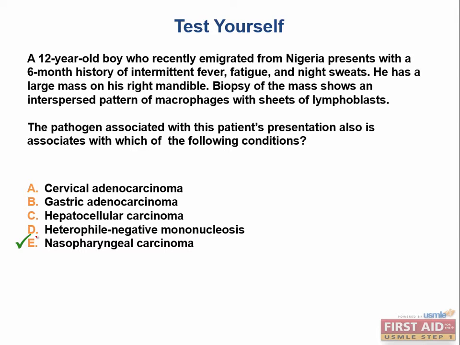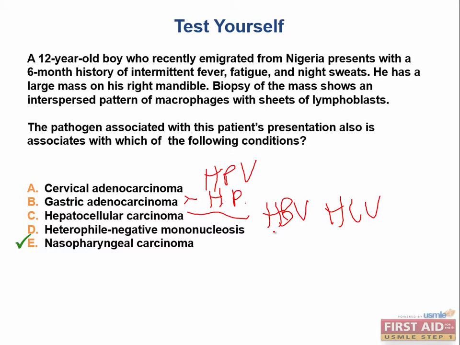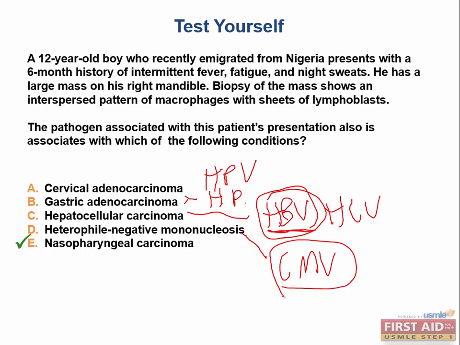And real quickly, which pathogen is associated with cervical cancer? That was HPV, right? 16, 18, 31, 33, remember? Gastric adenocarcinoma was Helicobacter pylori, right? Hepatocellular carcinoma, we talked about those: hepatitis B virus, hepatitis C virus with that inflammation, and it incorporated into the DNA, specifically hepatitis B does. Heterophile negative mono, well, that's caused by cytomegalovirus, another herpes virus, but not really associated with cancer.